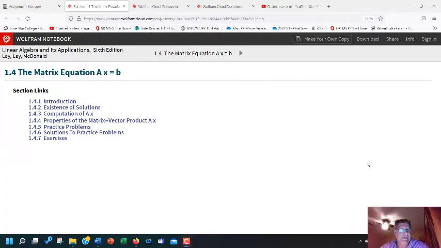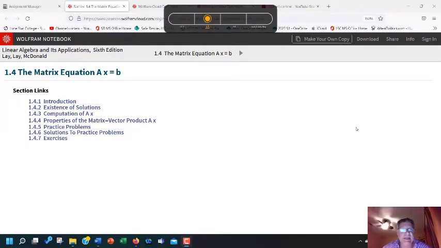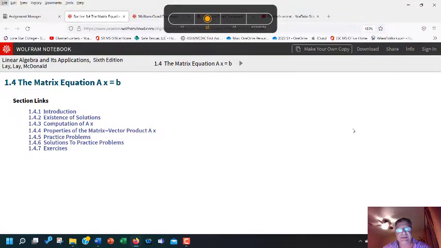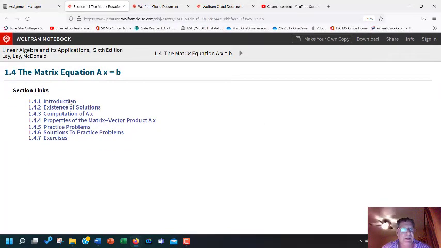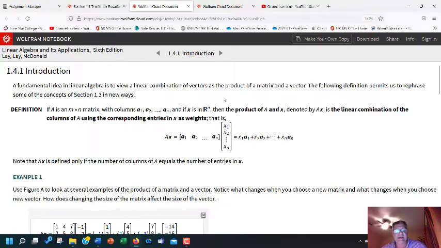So we're going to work with the matrix equation AX equals B and work on doing a vector product and some other components here. The main part here is going to be working with those linear combinations we talked about before and working with AX equals B, basically.